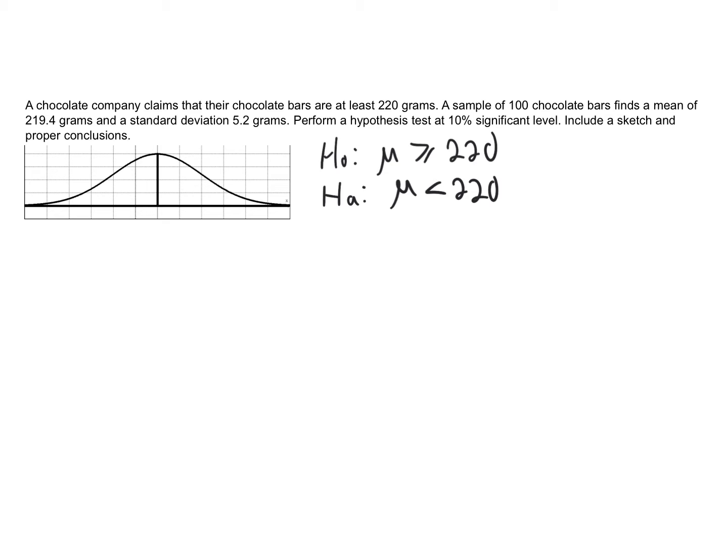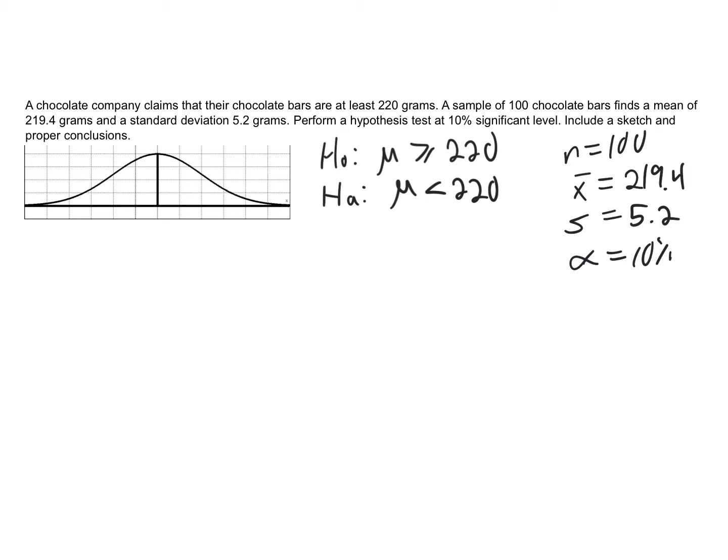Now I also like to write out all the other information to have it for quicker reference. We have n equals 100. Our sample mean is 219.4, our sample standard deviation is 5.2, and we also want a significance level of 10%.